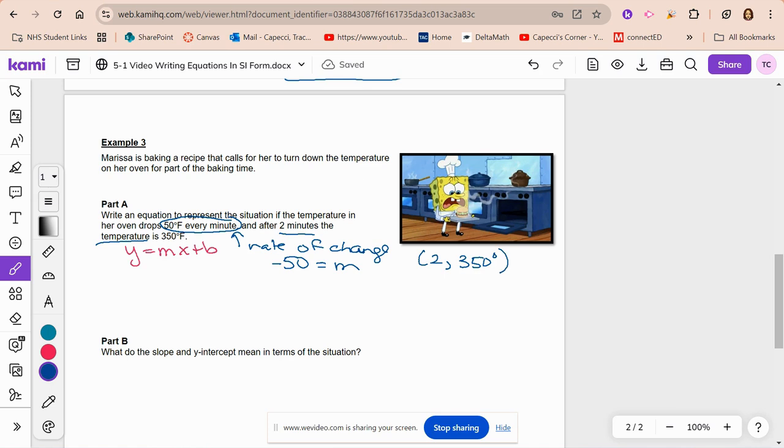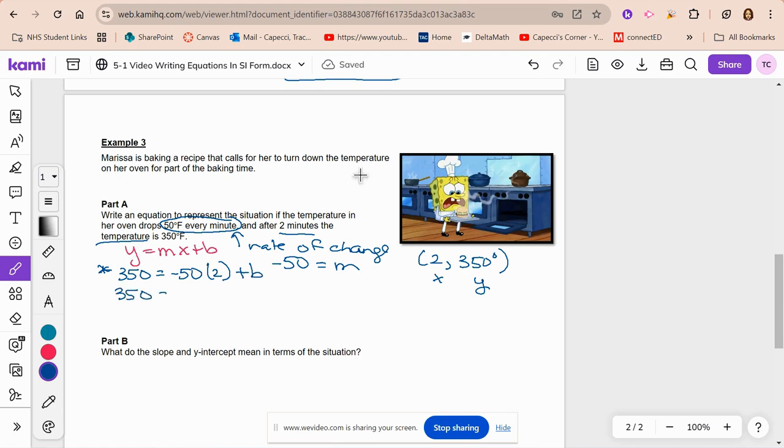So I'm going to make a point out of that, right? So this is going to be my x and this is going to be my y. I'm going to go back to my equation. I'm going to make 350 is my y. My rate that it's changing is negative 50. My x is after 2 minutes plus my b, which is what I want to find.